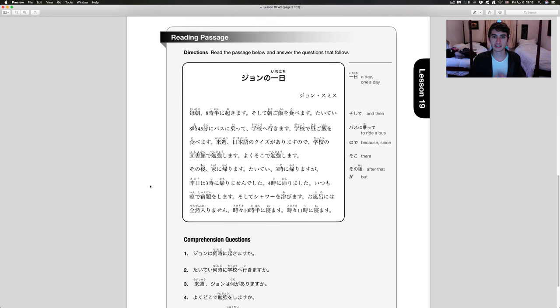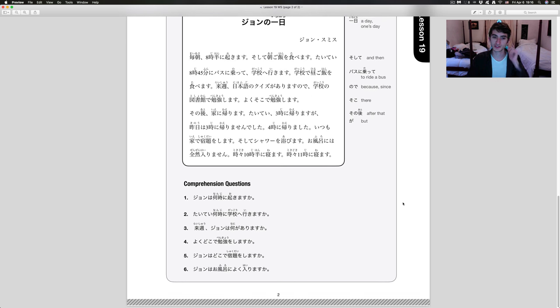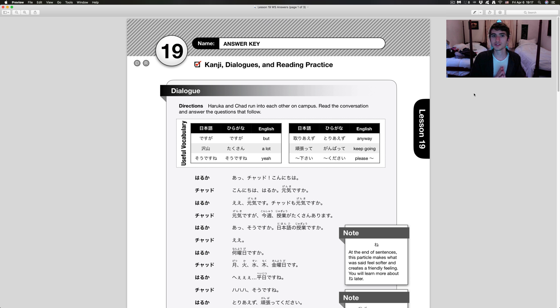The reading passage is pretty standard. Again, there's going to be vocabulary that you weren't taught, so it's going to be right here on the right, roughly near the line that it appears on. That's for your convenience, and of course, comprehension questions afterward. Here's also the answer key.